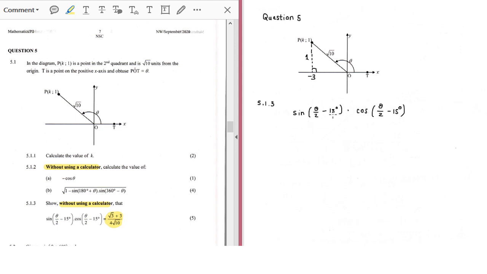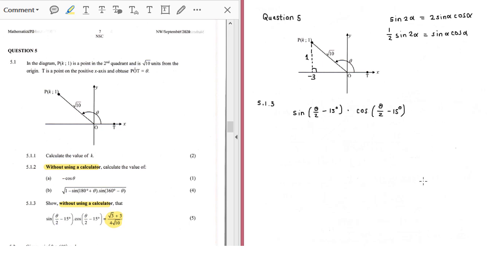In essence, the important thing is the fact that your angles are the same, okay? So we can draw from the double angle of sine. We know that the sine of 2 alpha is equal to 2 sine alpha cos alpha. What we are given is this component, sine times cos with the same angle. So we can rearrange this to have a half sine of 2 alpha is equal to the sine of alpha cosine of alpha.